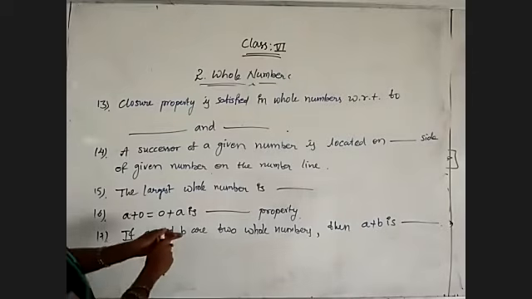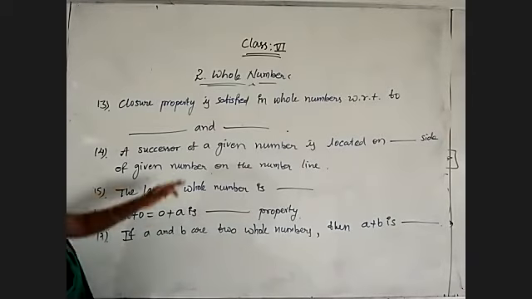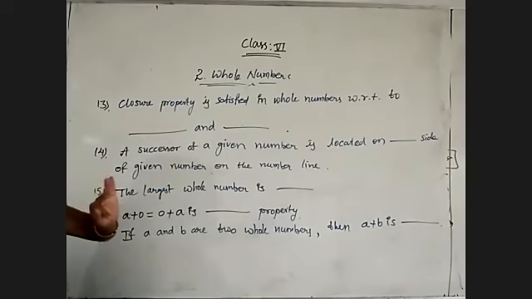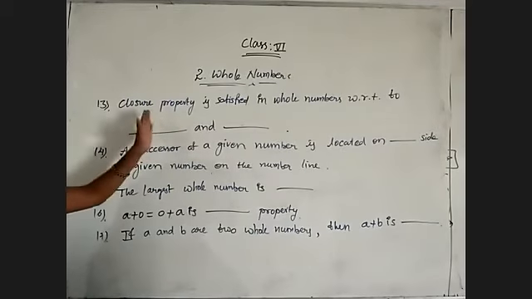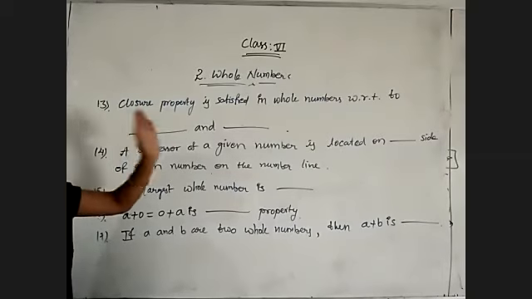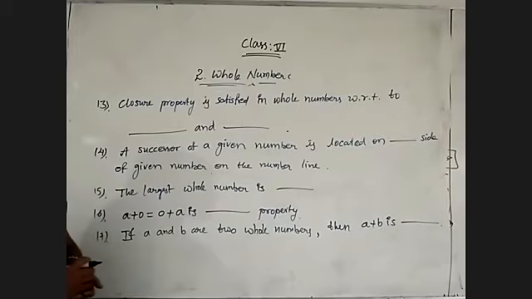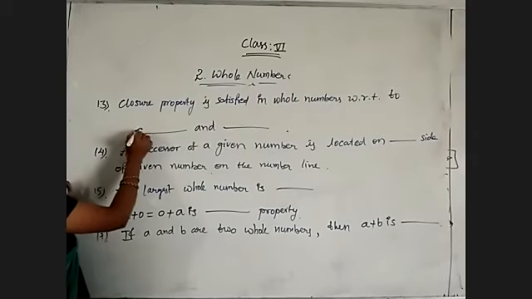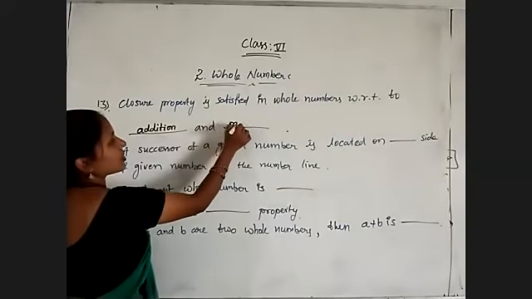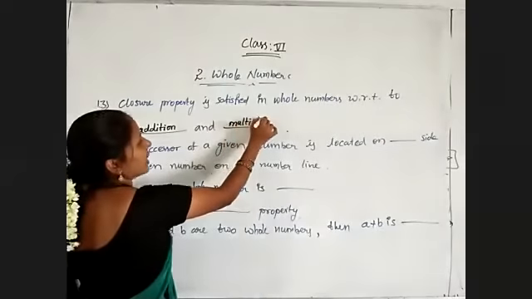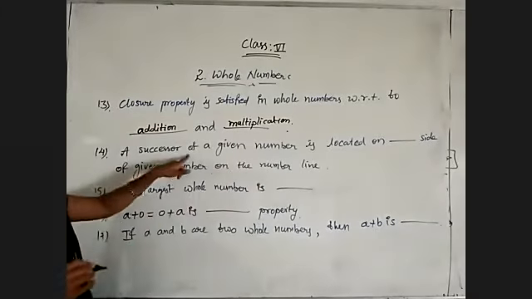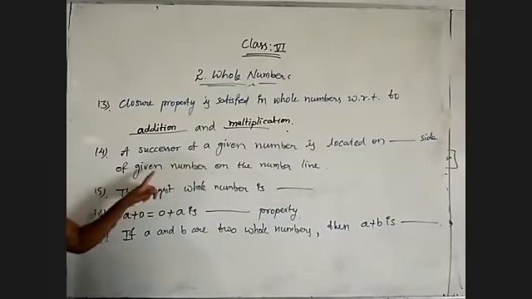Now coming to this, closure property is satisfied in whole numbers with respect to which operations? So we have applied for addition, subtraction, multiplication, division. Which operations can satisfy the closure property? Only addition and multiplication. Subtraction and division will not satisfy it. So here the answers are addition and multiplication.